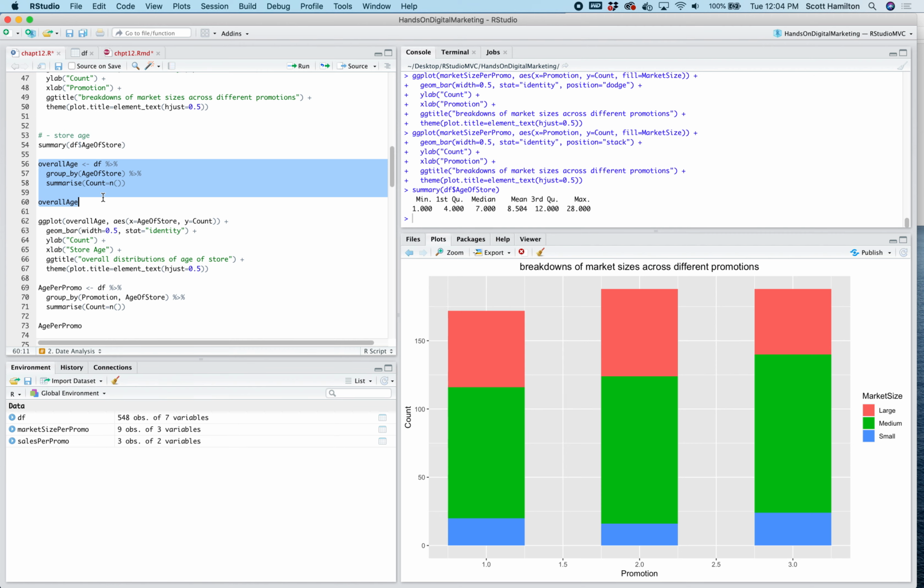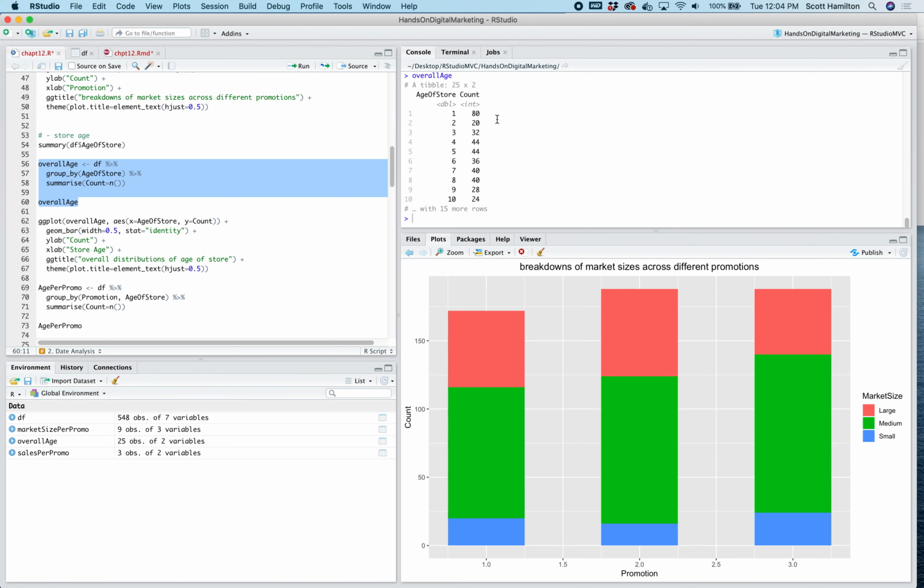Now we're looking at overall age. So we're just wanting to see how many stores are really at that max, how many stores are really closer to the mean, or maybe how many are brand new stores. So this is overall. Now we can see age of store at 1, there's 80. So that's probably going to be the majority of where our stores lie.